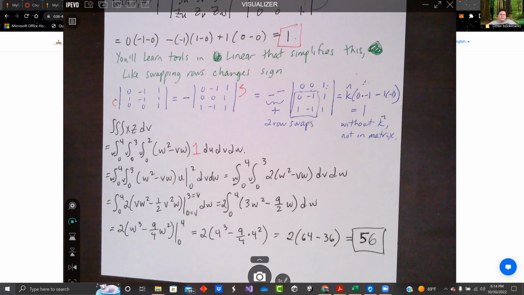So I worked it out. Pause it if you want to verify you get the same thing. I got 56. See if you get the same thing.